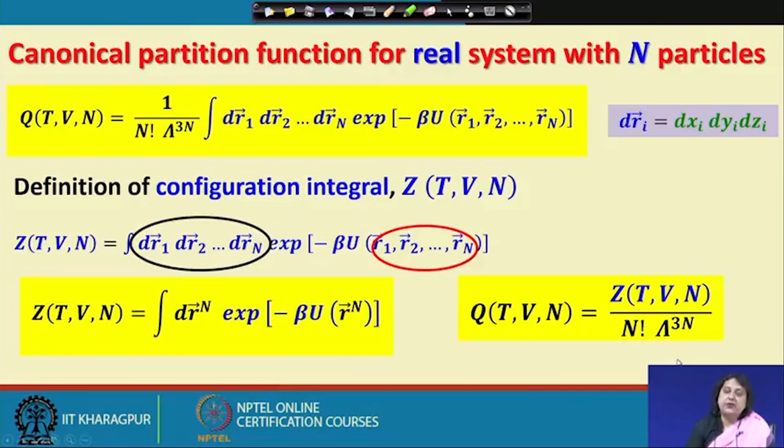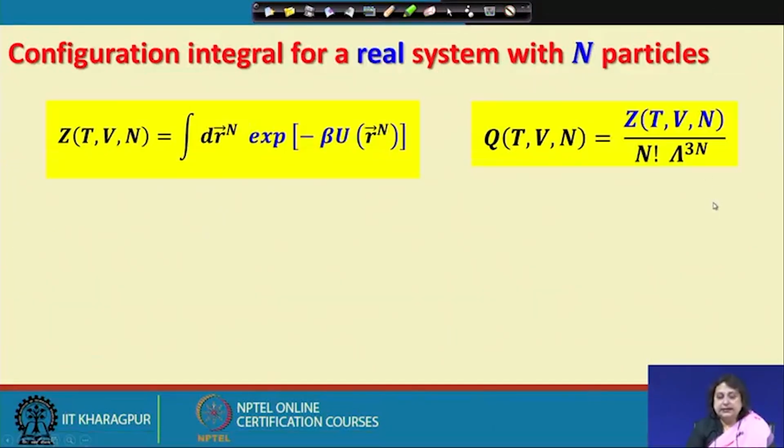So, now I see that for an interacting system, if I want to calculate the canonical partition function, it requires me to understand what this configuration integral is. At a given temperature, if I know the mass of each of the constituent particles, then I can find lambda, and capital N is fixed for a given system. As a result, knowing Z, I should be able to evaluate what capital Q is. So, that is what we will look at next.